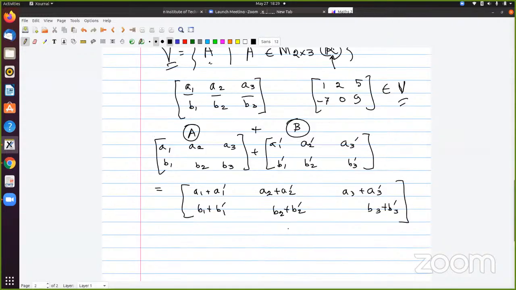Is this addition commutative? It is easy to check. Associativity also easy to check.